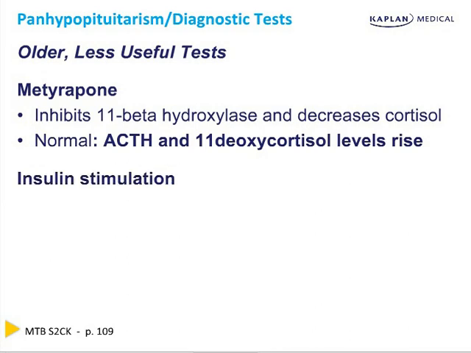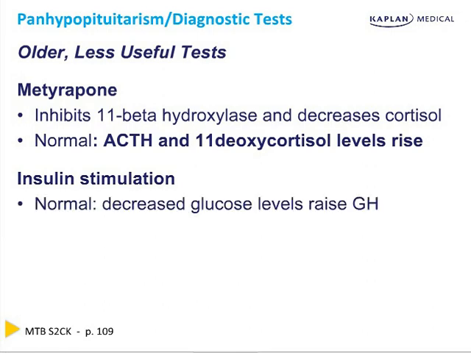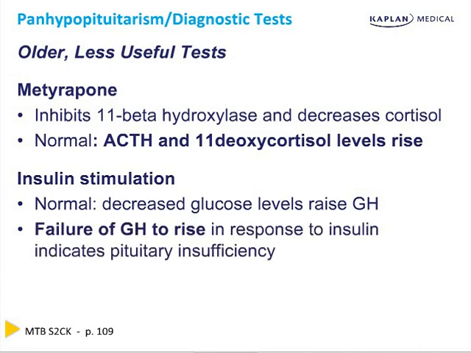Insulin stimulation has been largely discontinued because it's dangerous. A normal person, when they have a decreased glucose level, has a pituitary that makes lots of growth hormone. But if the growth hormone fails to rise in response to insulin, it indicates pituitary insufficiency. A normal person, when they get hypoglycemic, should make more growth hormone. A person with panhypopituitarism will not.